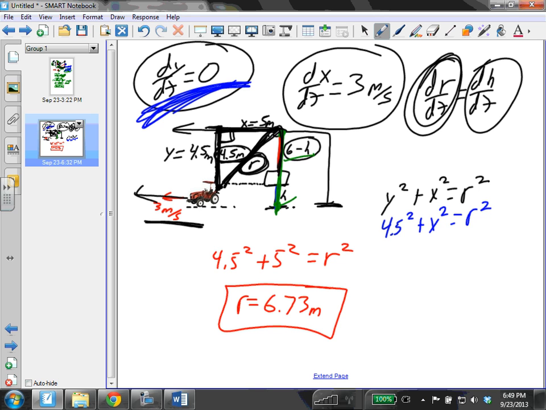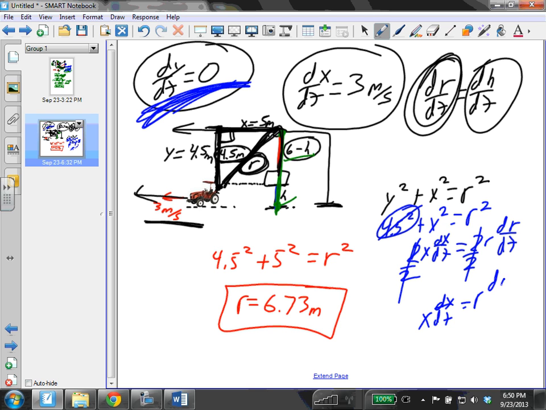So 4.5 squared is just a constant. And when you take the derivative of a constant, you get 0. So that is going to go away. Plus, we have 2x dx/dt equals 2r dr/dt. And we can do our thing where we divide by 2 on both sides and cancel out the 2's. And so x times dx/dt is going to be equal to r times dr/dt.